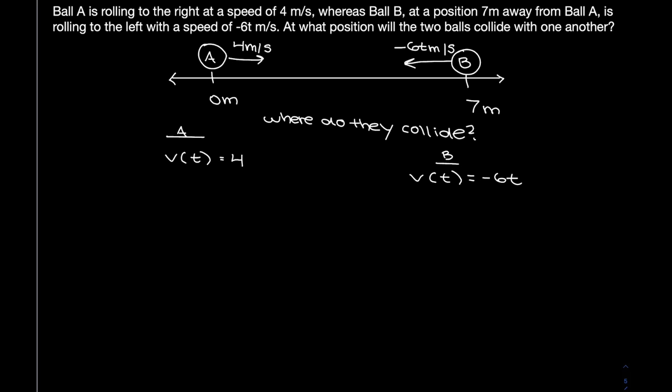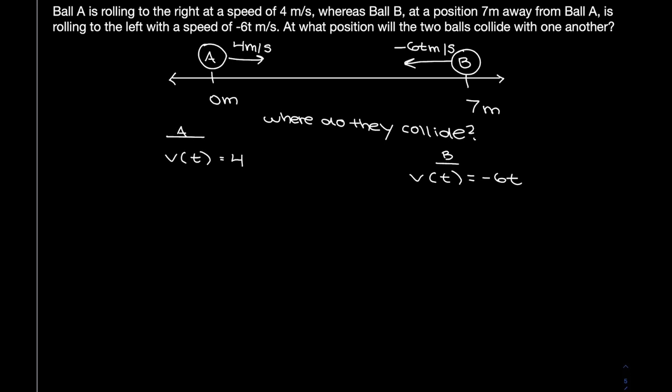One approach that we're going to use to solve this question is the knowledge that when the objects collide, their position is going to be exactly the same at that time. So what we are going to do is set the positions equal to each other and solve for time to get the position in the end. And we can see how far object A is from its initial position to get the spot where they collide.